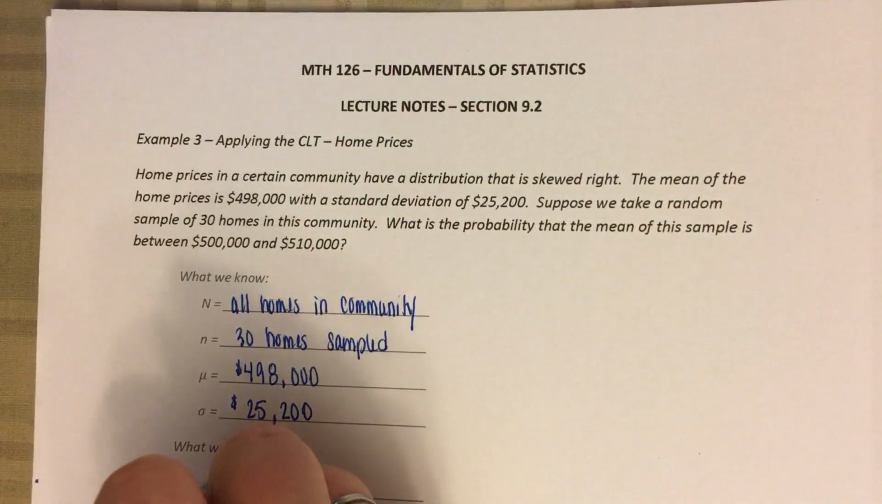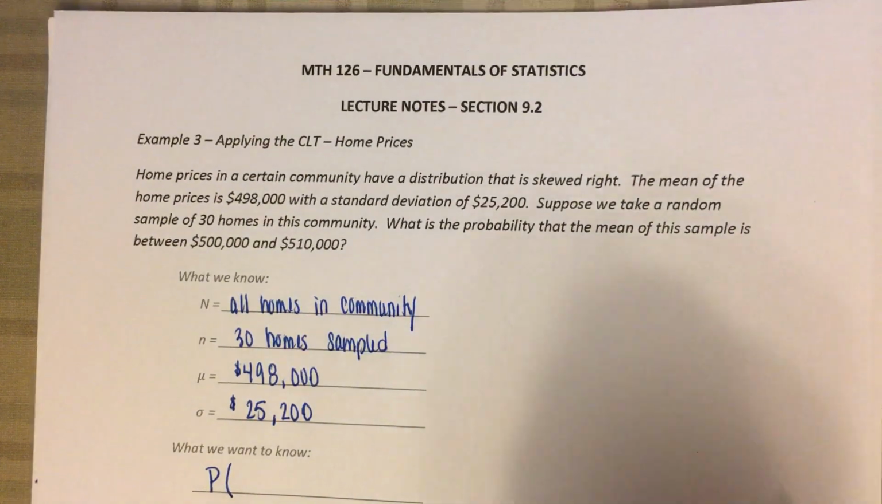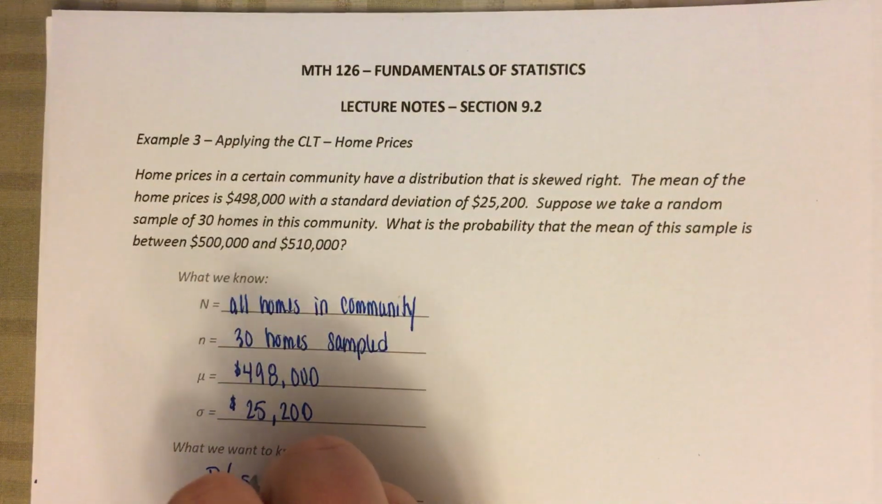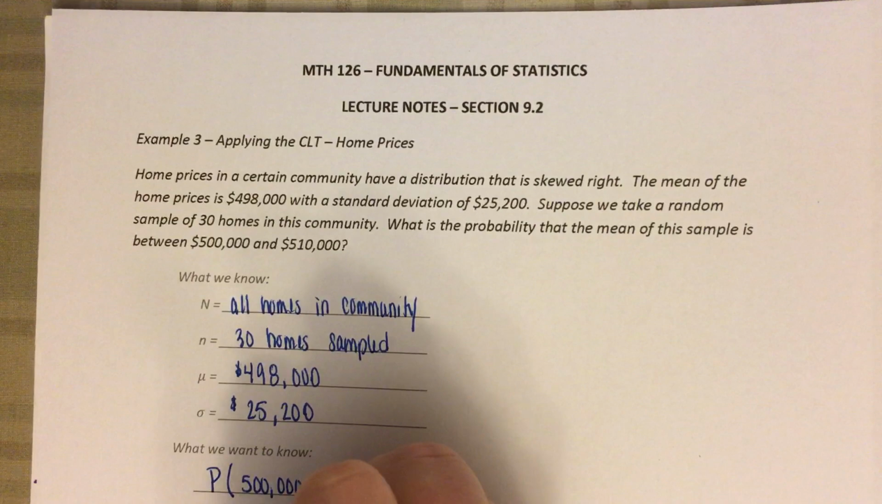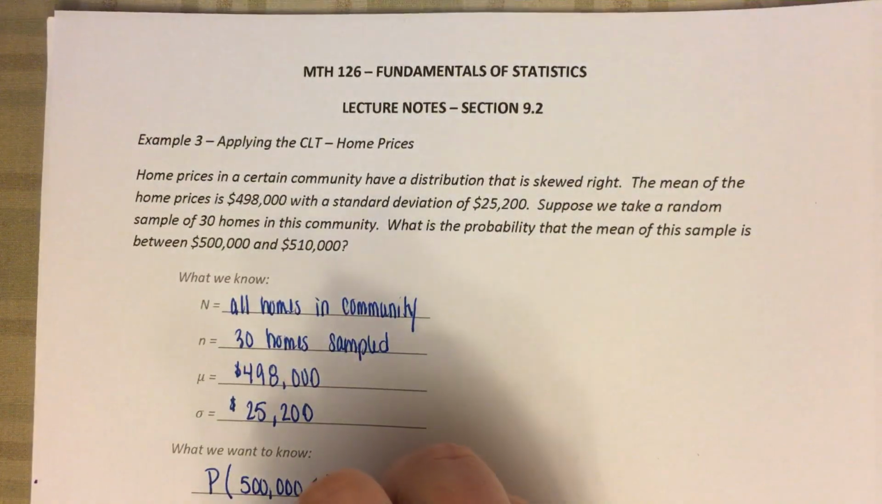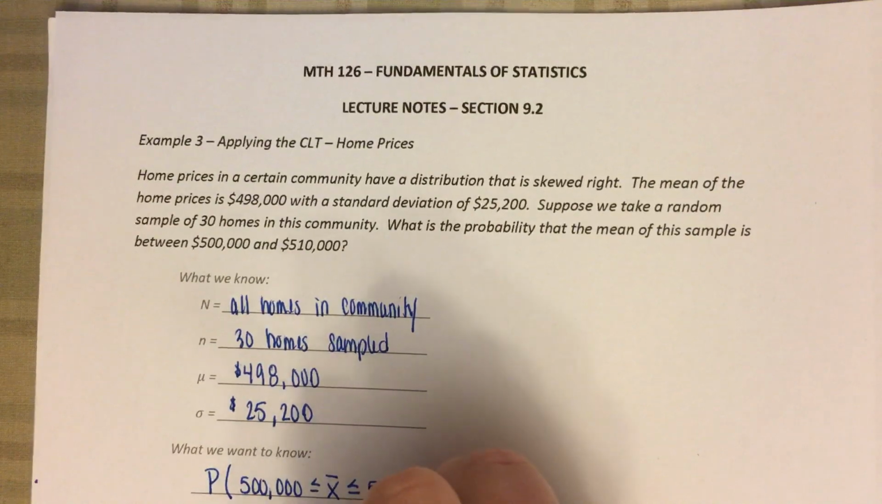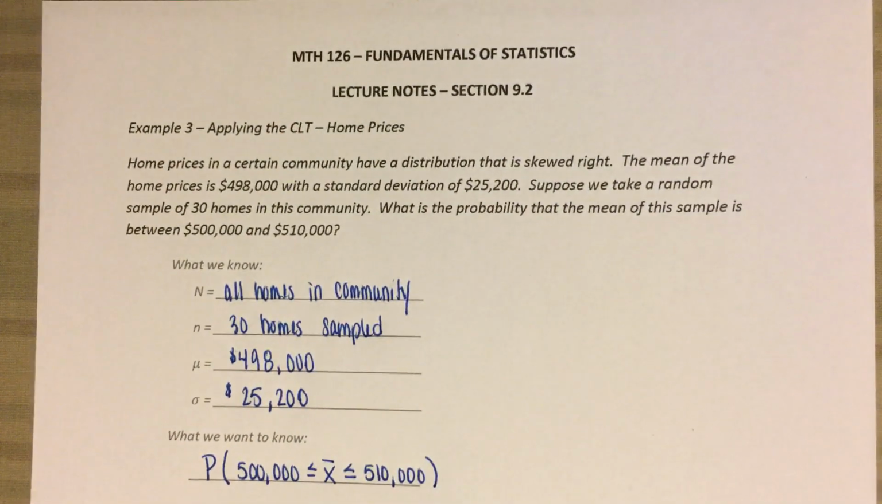We want to know the probability, so again we're going to use our P. We're asked what is the probability that the mean of the sample is between 500,000 and 510,000. So this is going to be a case where we use our between probabilities. Again, instead of having a p-hat, we're going to have an x-bar, but we're going to sandwich it with less than or equal to signs, our smaller value on the left and our larger value on the right.